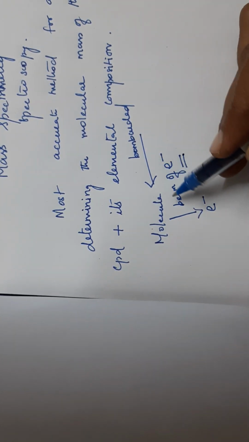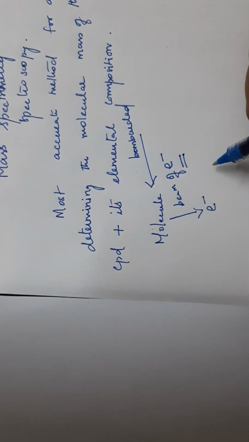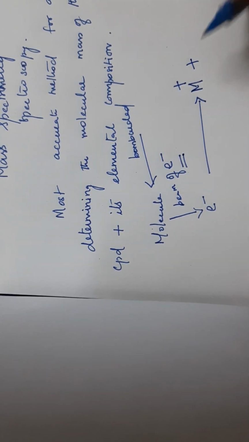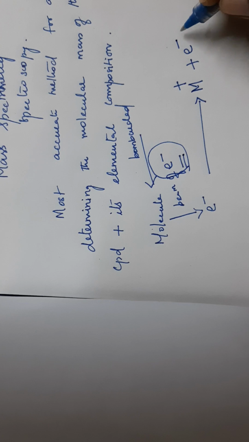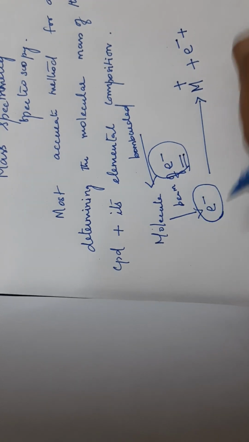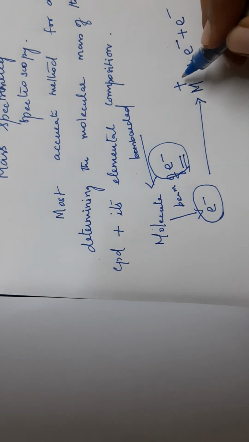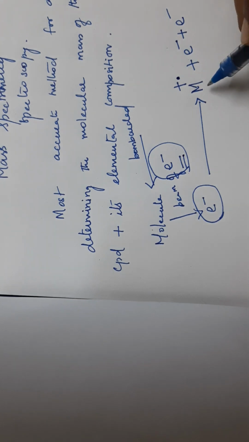This beam of electrons is going to remove one electron from this molecule, and it results in the formation of the molecular ion M plus. Along with it, the electron from the beam which hits the molecule will also be ejected, plus the electron removed from the molecule will also come out. Since one electron is removed from the electron pair, you will have a lone electron here, which is denoted by this dot. So your molecular ion will appear along with this unpaired electron.